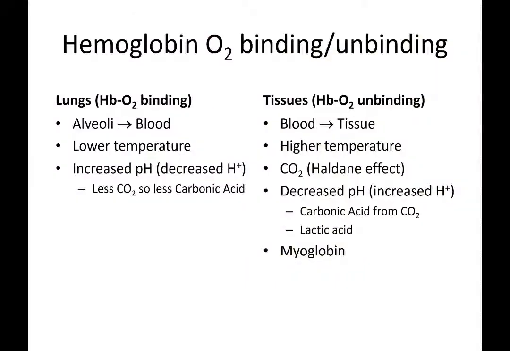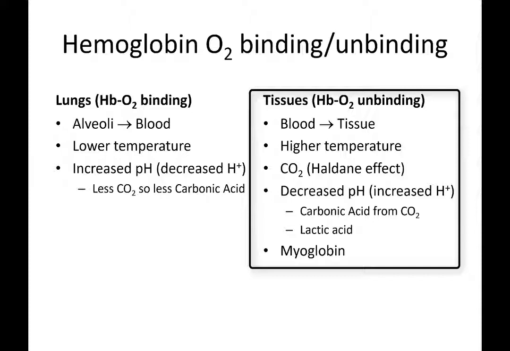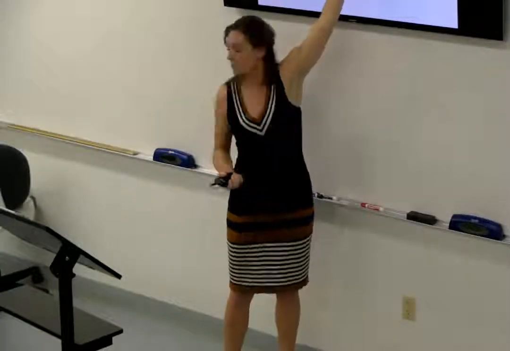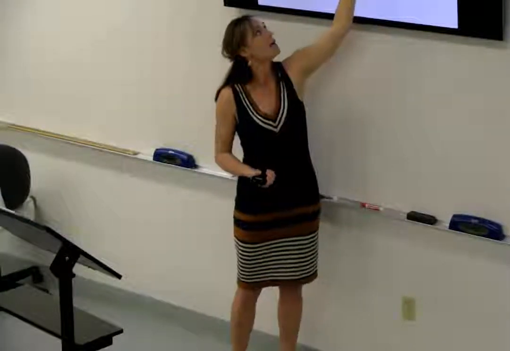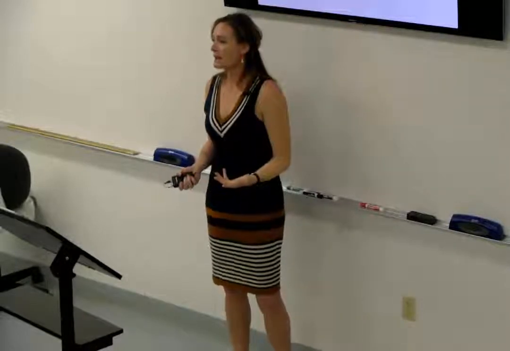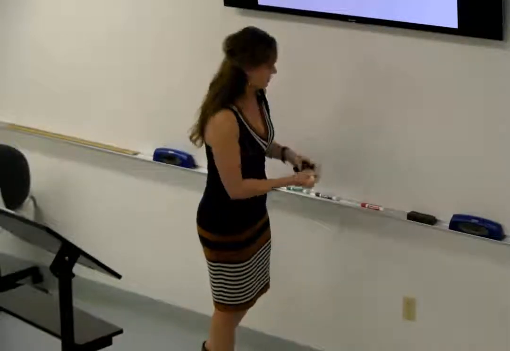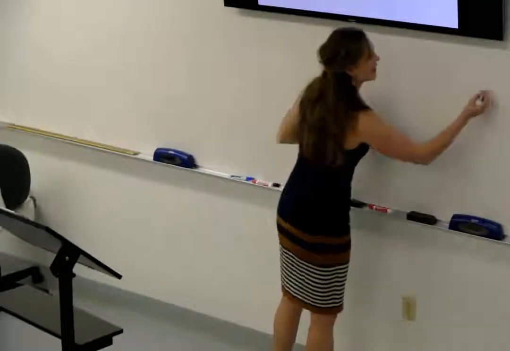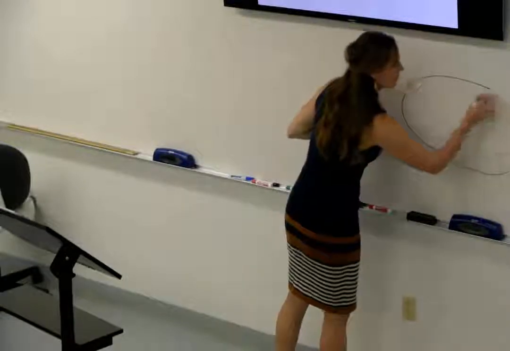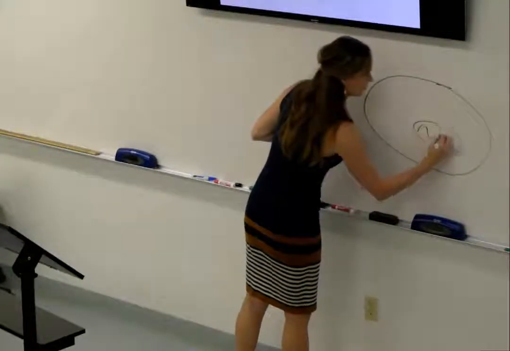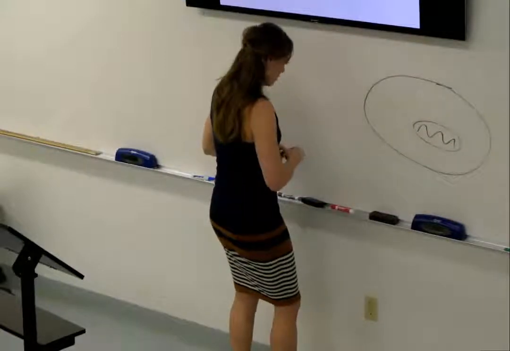On the tissue side, from the blood into the tissues, we're going to facilitate unbinding of oxygen and hemoglobin. That's sort of letting the oxygen off the red blood cell bus. Higher temperature, so it's warmer, helps the unloading. So does the presence of carbon dioxide, because it's at the level of the cells that carbon dioxide is being produced. Let me draw a cell here, with a mitochondria in it.